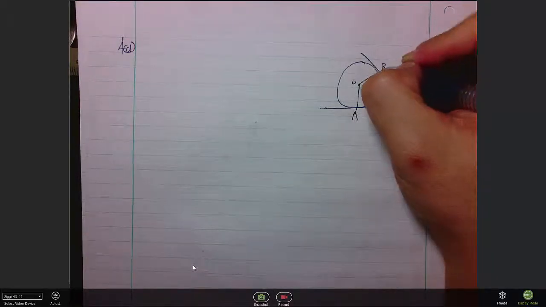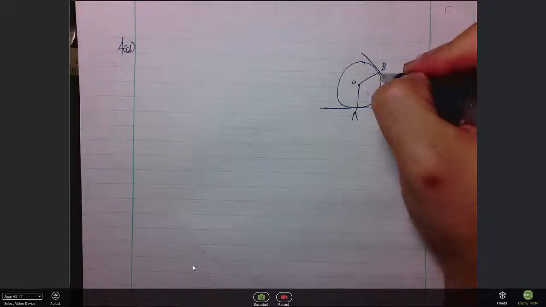Question 4D, it works like this. Let me try and sketch the diagram very quickly. Yes, O, A, B, and T as well. Then we have an angle X down here, this angle here is 54 degrees, and this angle here is Y.